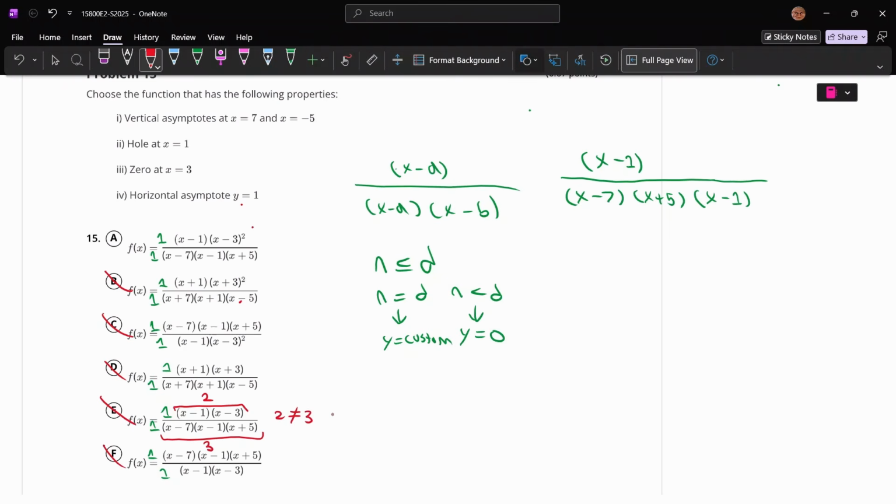So the horizontal asymptote would be at y is equal to 0. Whereas in this case, the total power is 3, just like the denominator. So the asymptote is going to be at y is equal to 1. So yeah, the answer to this question would be A.